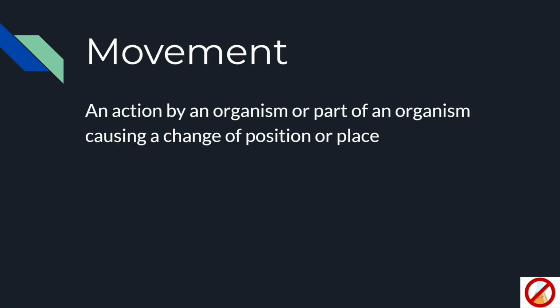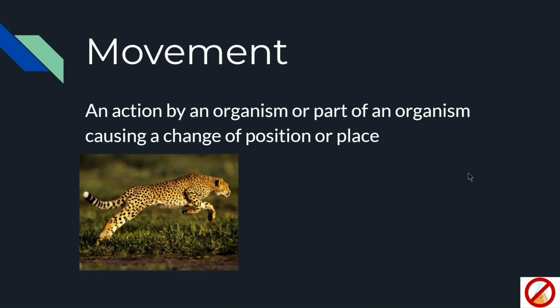Let's start with movement. Movement is a pretty simple definition, I guess. It's basically an action by an organism or part of an organism causing a change in position or place. So this basically means it moves. It's trying to move from one place to another or shift its current position. An example of that could be a cheetah. A cheetah runs in order to catch its prey. We call that a movement because the position, the place of the cheetah is literally shifted.